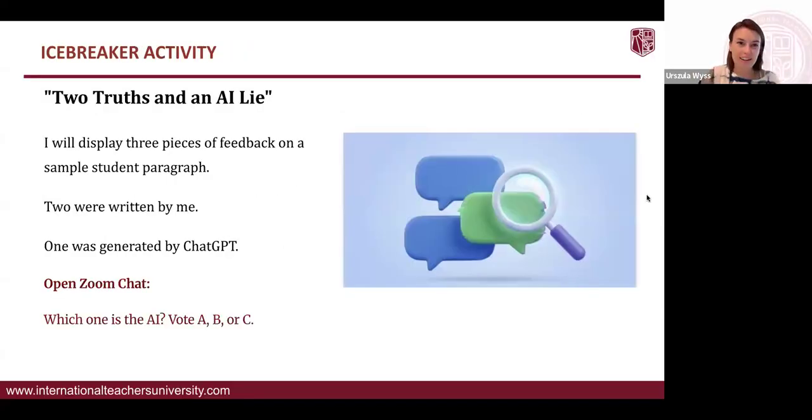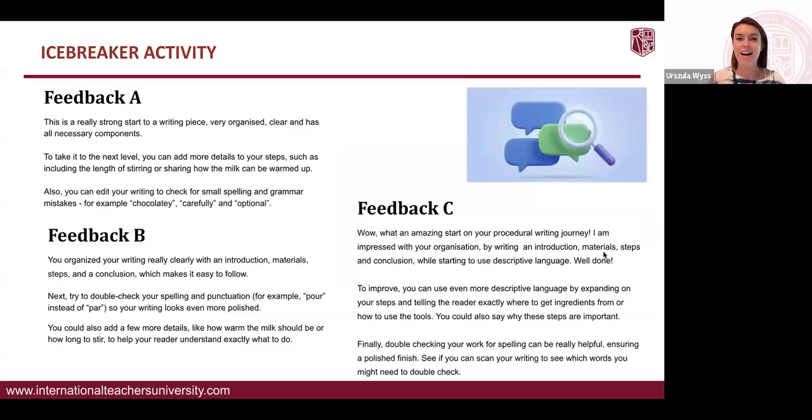So we're going to start with a little icebreaker activity. I love this one. It's called Two Truths and an AI Lie. You're going to have to choose between 3 short paragraphs that are written pieces of feedback. I have written 2 of these, and one was written by ChatGPT, and they're all based on an actual student's work from my classroom. It was a procedural writing piece on how to make hot chocolate. I'm going to read them out to you, and in the chat, as soon as you know which one is written by AI, I want you to take a guess. Is it feedback A, feedback B, or feedback C? I'm going to go ahead and read them out to you now.